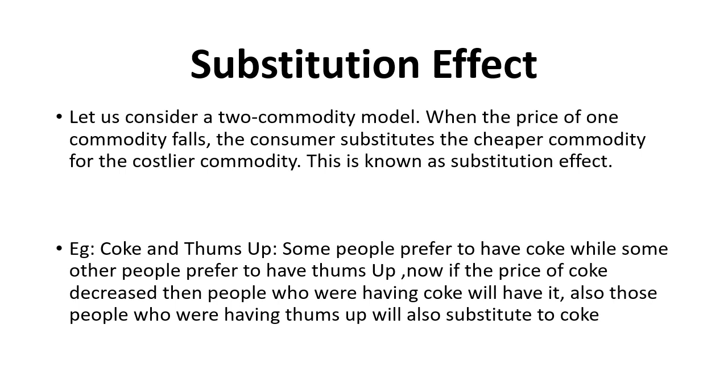Now what happens? Here is the example of Coke and Thumbs Up. Let's see what the example says. Some people prefer to have Coke while some other people prefer to have Thumbs Up. Now if the price of Coke has decreased, then the people who are having Coke will have it. Also, those people who are having Thumbs Up will also substitute to Coke, because they are getting almost the same utility, the same preferences, the same taste, and the same liking, the same attraction with the one which is now a bit cheaper as compared to the one which is a bit more costlier now.